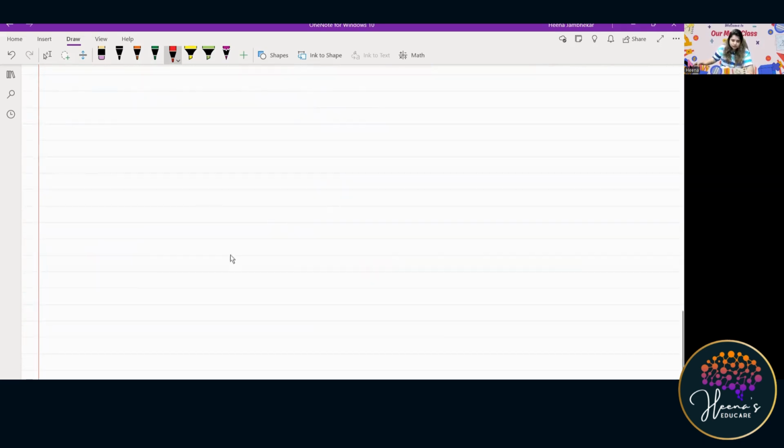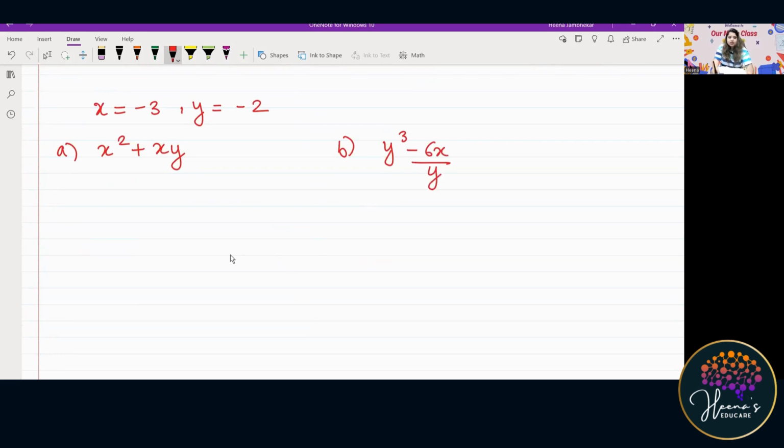Now let's move on to the next sum. It says work out the value of each expression when x is equal to minus 3 and y is equal to minus 2. Your first expression here is x square plus xy, and b is y cube minus 6x upon y.